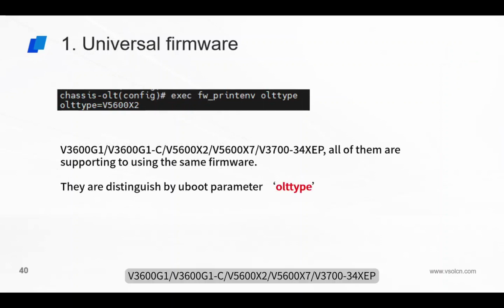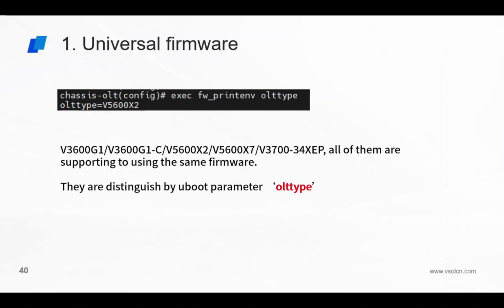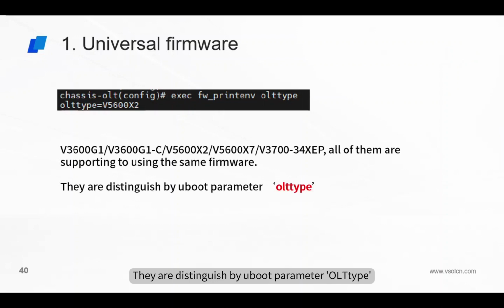V3600G1 or V3600G1C or V5600X2 or V5600X7 and V370034XEP, these models of devices have universal software versions. They are distinguished by a boot parameter OLT type.